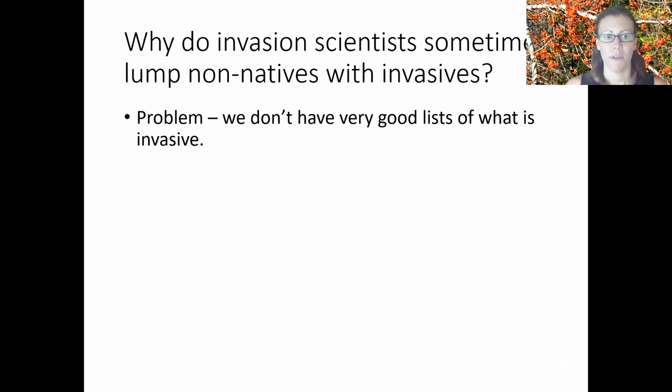So why do invasion scientists, invasive species managers, natural resource managers, policymakers sometimes have this kind of propensity to lump together non-natives and invasives? Well, one of the problems is that we often don't have very good lists of what's invasive, right? Those plant estimates of what's invasive, anywhere between 3,000 and 28,000, the reason that's such a wide range is because it really depends who you ask, and different people have different opinions as to how risk averse basically they're willing to be.